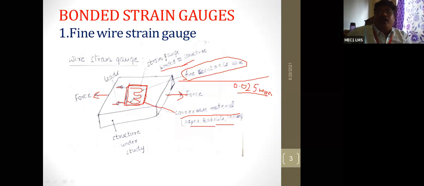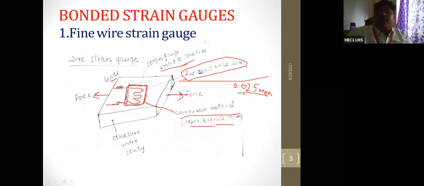For that, we attach a strain gauge with the help of adhesive material. This is made up of paper, bakelite and Teflon, and a wire is there which is bent again and again. If you observe clearly, these are the two leads. The wire diameter is 0.025.